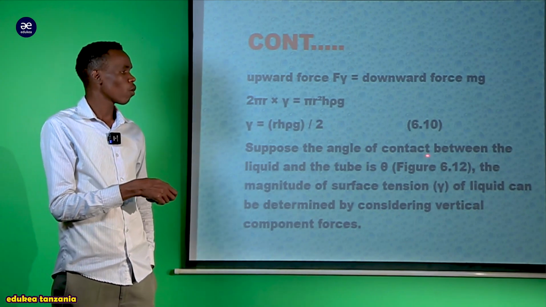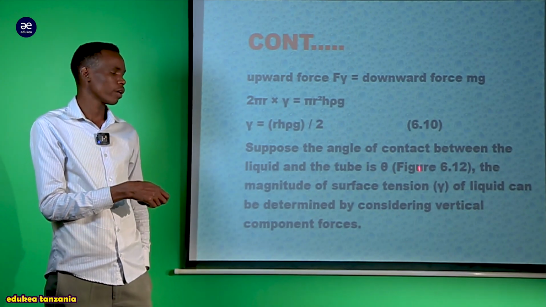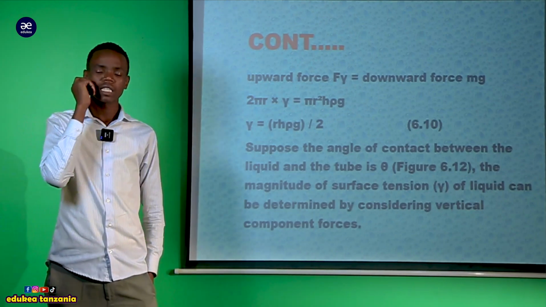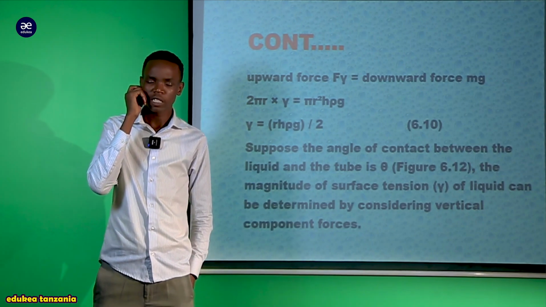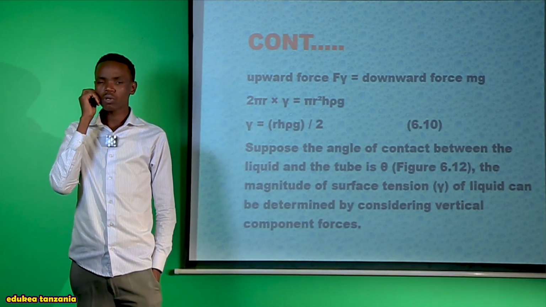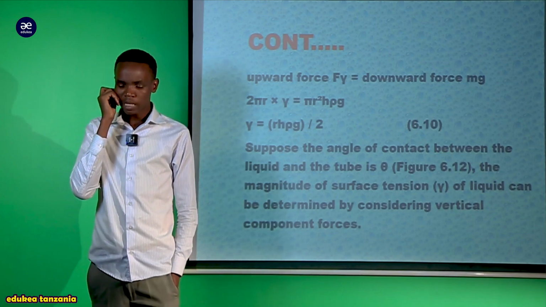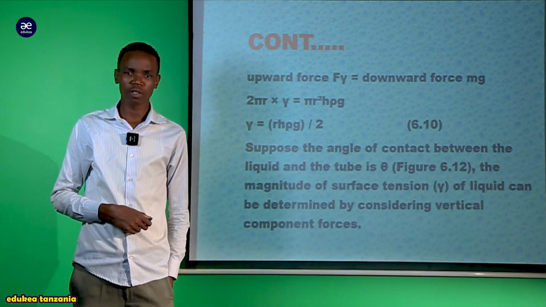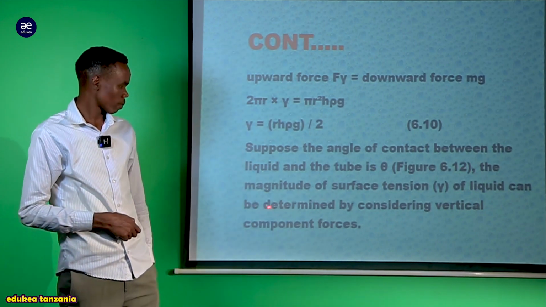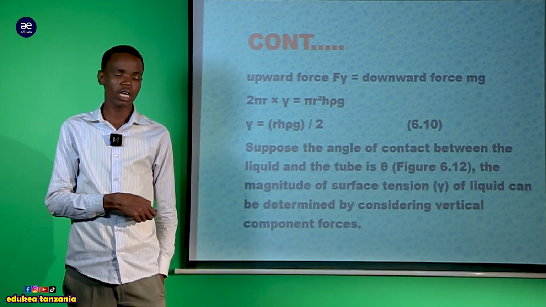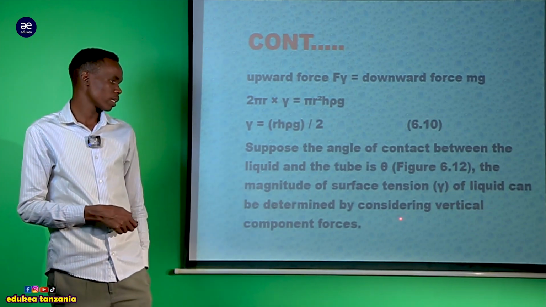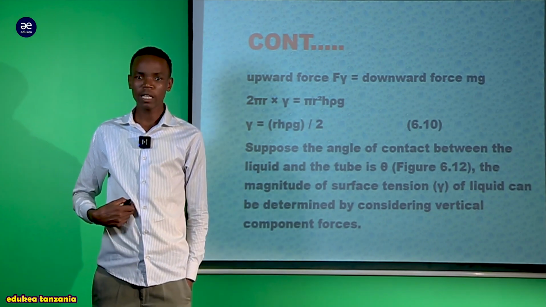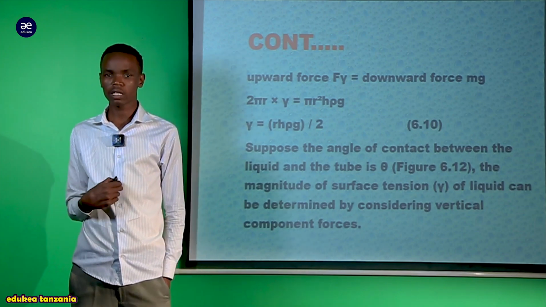Now, suppose the angle of contact between the liquid and the tube is theta. Let us assume that the angle of contact that occurs between the surface of the liquid and the surface of the solid is represented by the symbol theta, as shown in our figure number 6.12. Now, the magnitude of the surface tension of the liquid can be determined by considering the component forces, my dear student. So let us end here, my dear student. We should proceed with the next session.